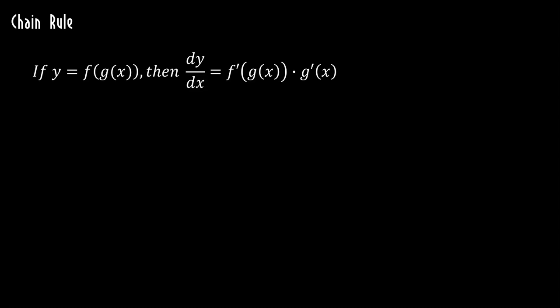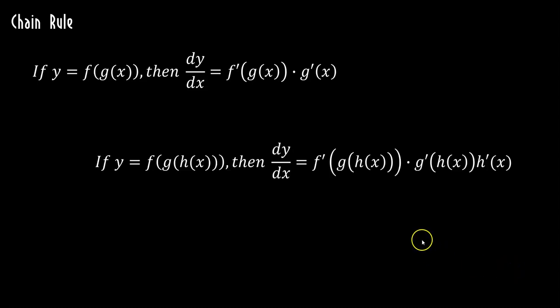f prime with g of x on the inside, unchanged, pristine. Then you take the derivative of g and stick it on the outside. Don't let that g of x collapse on the inside. It has to stay fluffy with the g prime on the outside.